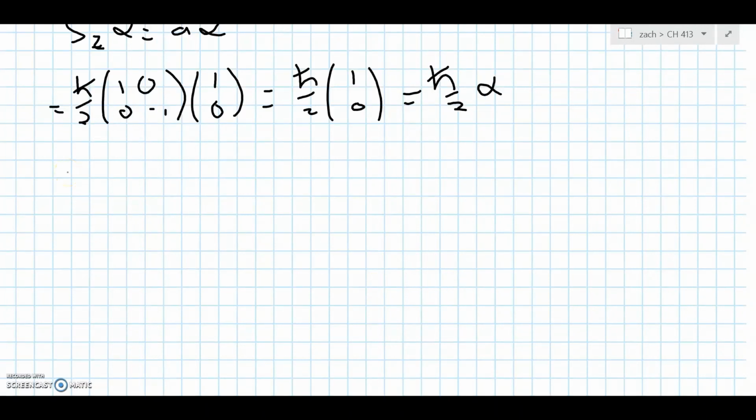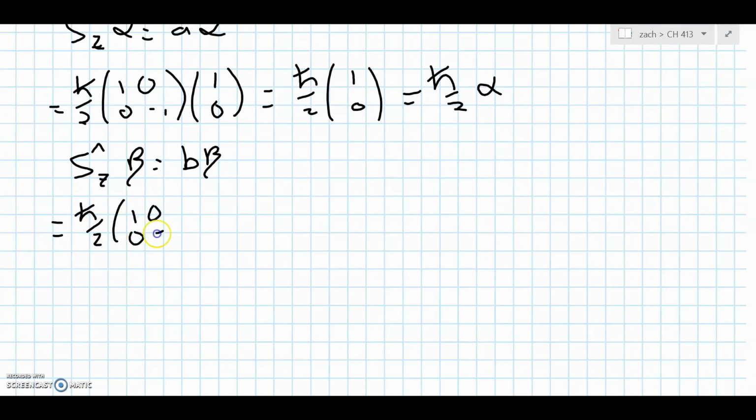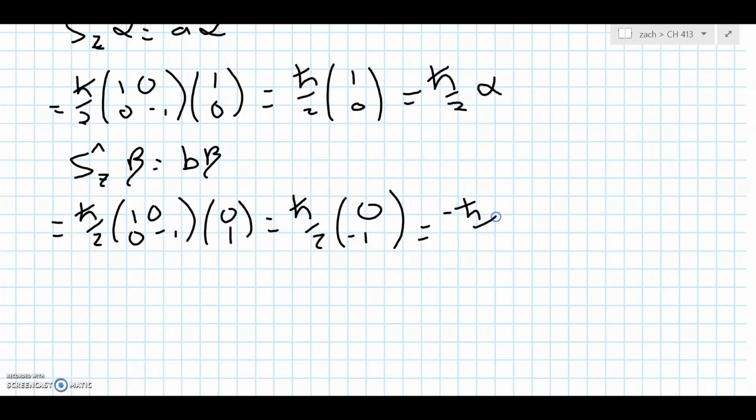So we could do the same exact thing with beta then. So we have SZ hat beta is equal to some constant b times beta. So this is equal to h bar over 2 times 1, 0, 0, minus 1 times 0, 1. So again, we're going to perform this multiplication. So 1 times 0, 0 times 1, so we get 0. And then here we get minus 1. So this is equal to minus h bar over 2 beta.